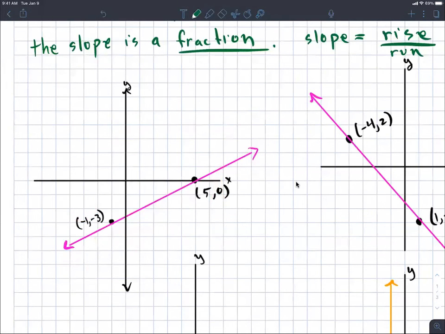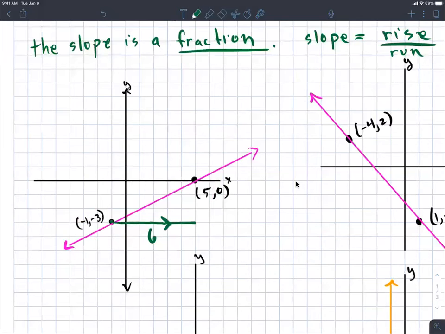We have -1, -3. And then we have 5, 0. Those are our 2 points. We're going to draw a right triangle underneath this line. And so here's what our right triangle is going to look like. It's going to go from the first point. We're always going to start from the left and go right. So starting right here, we're going to go 1, 2, 3, 4, 5, 6. That's 6 units to the right. Okay, that is our run.